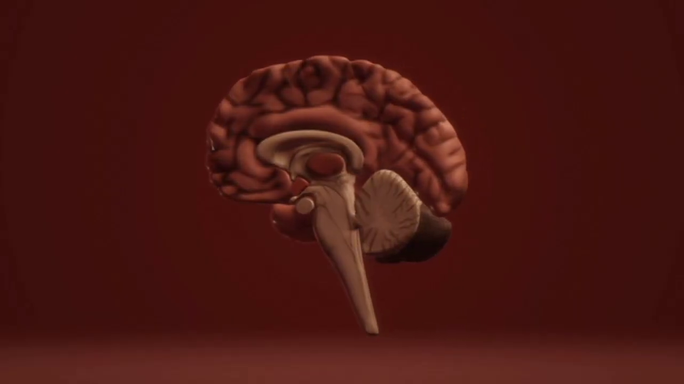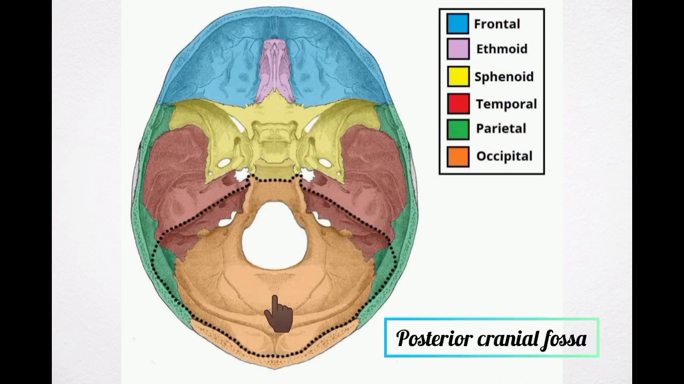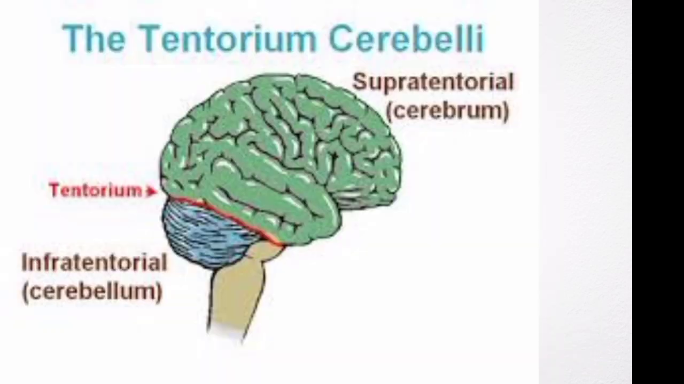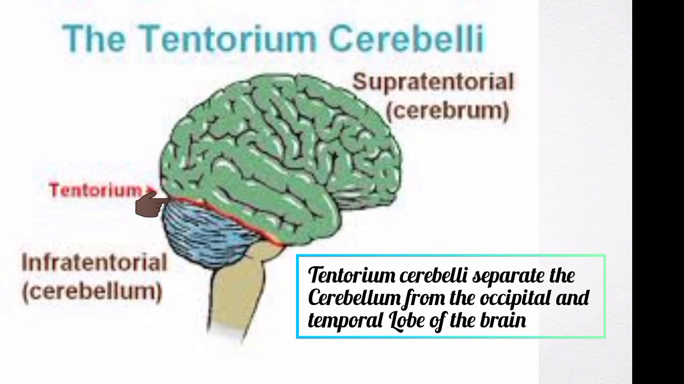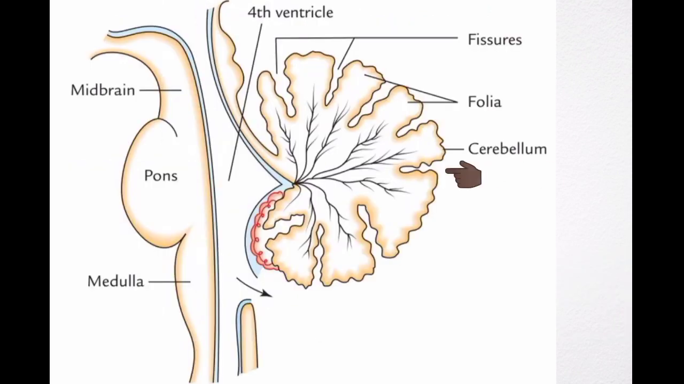The cerebellum sits in the posterior cranial fossa. It is covered by what is called the tentorium cerebelli, which separates the cerebellum from the occipital and temporal lobes of the brain. Anterior to the cerebellum lies the fourth ventricle, the pons, and the medulla oblongata.